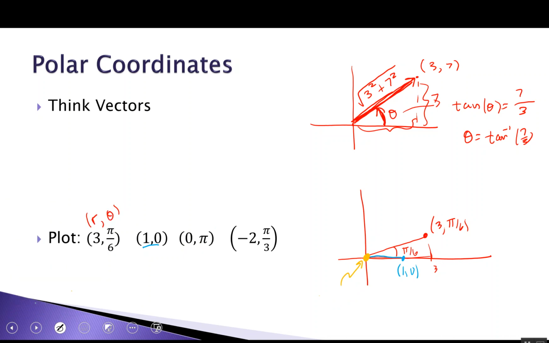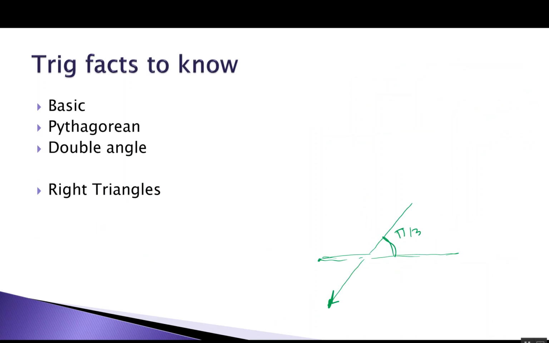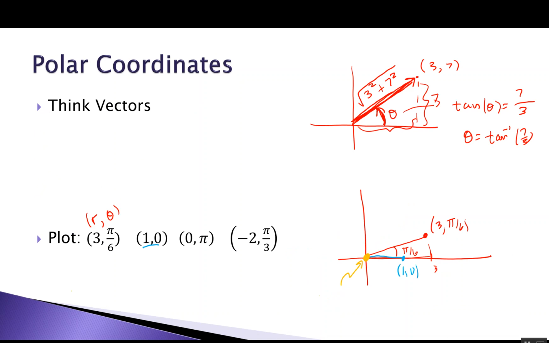Let's do one more. Let's look at the point (-2, pi/3). Here's how I think about that one. I'm going back 2 units, and then I'm swinging. Think of this as being an arm, and the arm swings up pi over 3. And I go back 2 units. Try this again. Swing it up pi over 3. Got a little number line along here, and I go back 2 units. So this is the point (-2, pi/3).